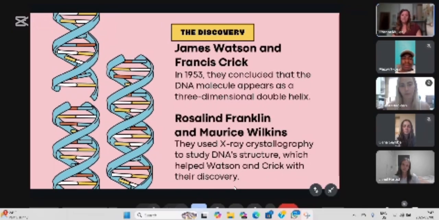Now, there are four scientists that discovered DNA. The first two are James Watson and Francis Crick. In 1953, they concluded that the DNA molecule appears as a three-dimensional double helix. And the other two scientists are Rosalind Franklin and Maurice Wilkins. They used X-ray crystallography to study the DNA structure, which helped Watson and Crick with their discovery.